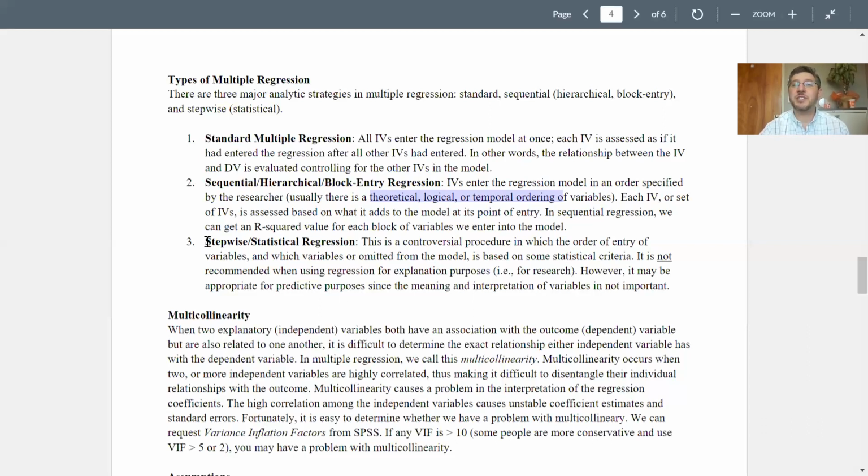I'm not going to cover stepwise or statistical regression since we're mainly covering regression analysis from an explanation standpoint, studying the relationship between variables. This is really more appropriate if you're using regression for purely predictive purposes, where we don't really care about the relationships among the variables.